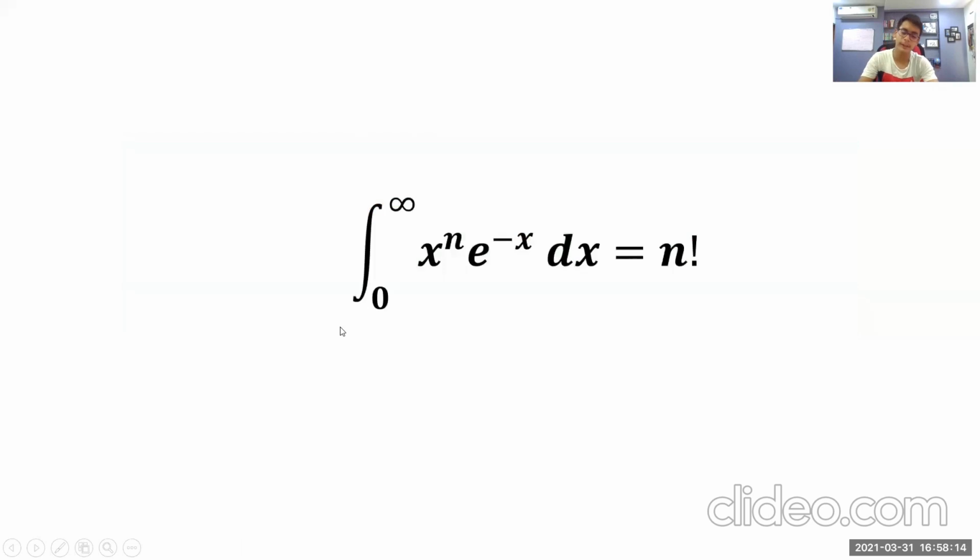So today we are going to prove that the integral from 0 to infinity of x to the n times e to the minus x dx is equal to n factorial. Now there are two methods of proving this of which I know. The first one is using something called the Leibniz rule of differentiation under the integral sign, and the second one is using basic induction. So let's go on into both of the methods.